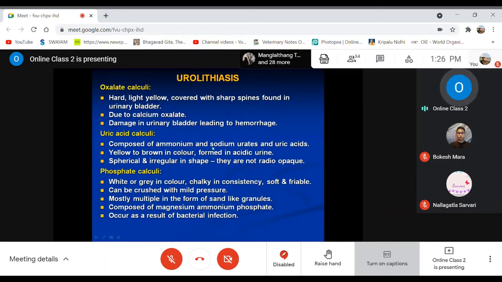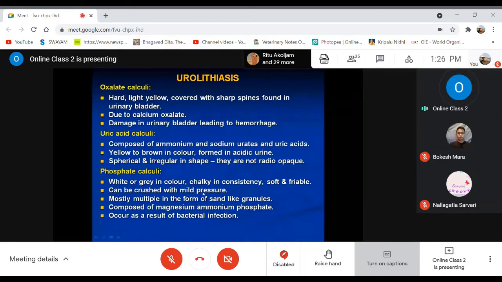Then in the case of uric acid calculi, they are mostly composed of ammonium or sodium urates, and mostly they form in acidic urine. And they are mostly spherical and irregular in shape, and they are not opaque, which means by X-ray and so on they cannot be easily detected.